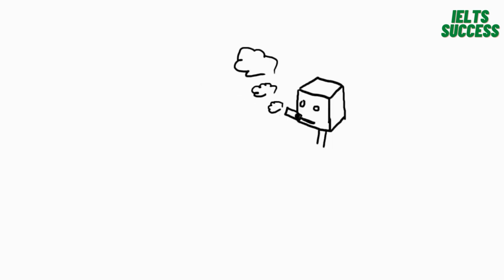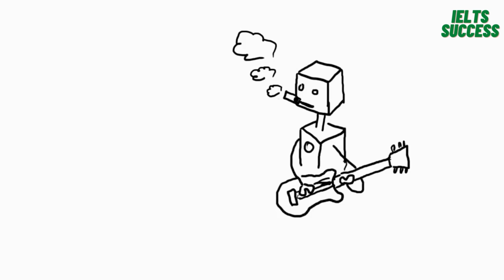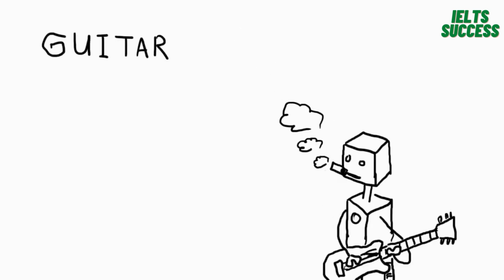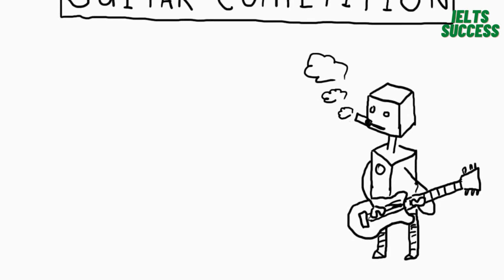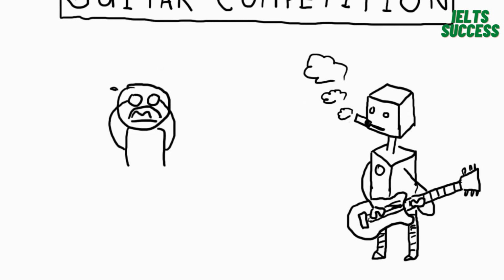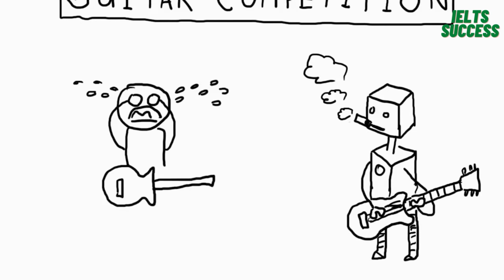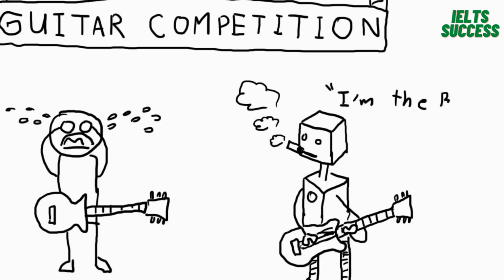Maybe you can imagine the android playing the guitar on stage. Maybe there's a competition going on, and we can imagine other guitarists come up on stage and try to compete with the android. But everybody loses because the android is very good at playing the guitar. The android is adroit at playing the guitar.